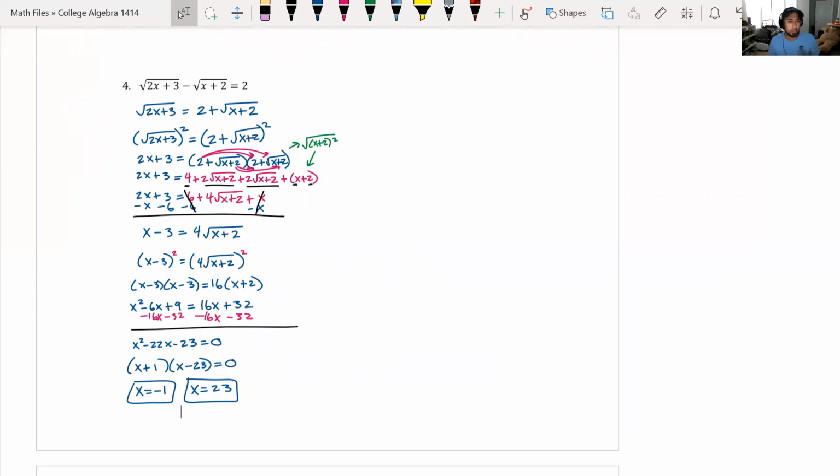Let me do a mental check. If I plug in -1, that'd be the square root of 1, and then that would be the square root of 1, which would be 0. So -1 is our extraneous solution. For 23, that would be 46, 49, that'd be 7, 25, 5, 7 minus 5 is 2. So 23 works. But definitely write that down. I want to save time on the video, so that already probably took like 10 minutes. So let's keep going.